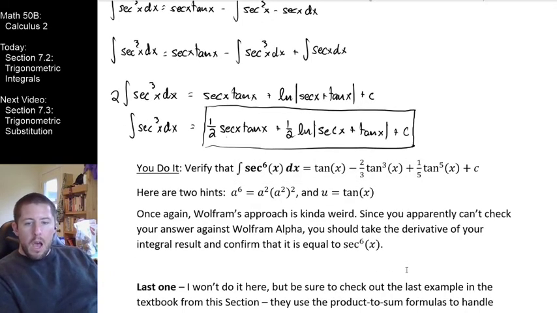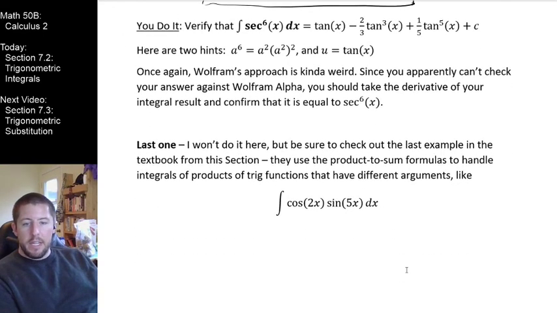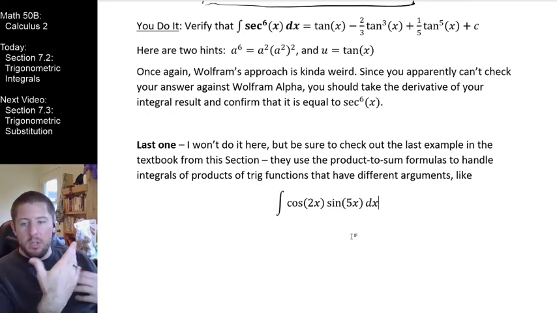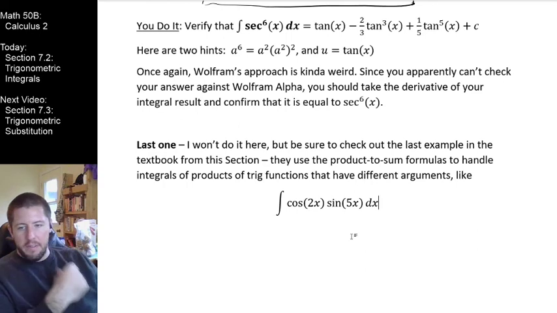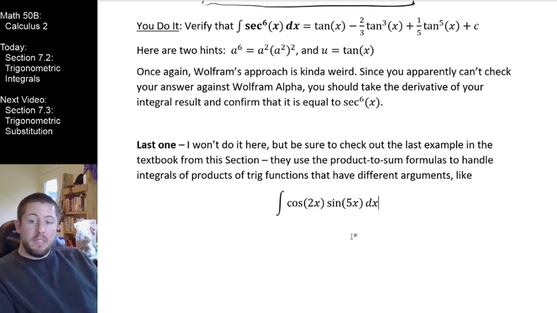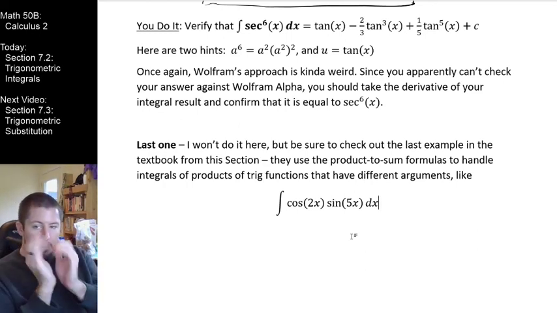All right. So last thing I want to throw at you, and we'll call it a day right here. I'm not going to do an example, but one thing I want to point out to you is that so far everything that we've looked at has maintained the exact same argument inside of the trig functions as any other thing in the expression. These were all like cosine of x, or sine of x, or tangent of x, or secant of x. Well, what happens if we not only have a product of two trig functions, but the arguments inside aren't the same?